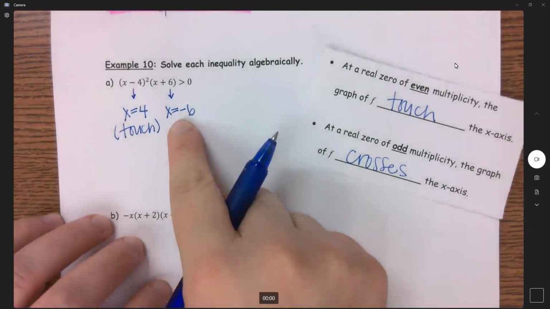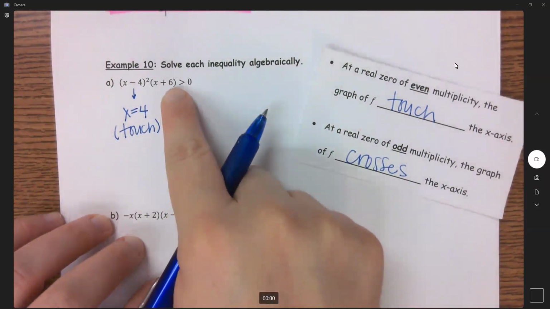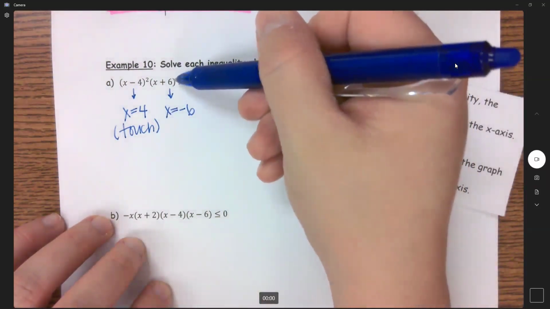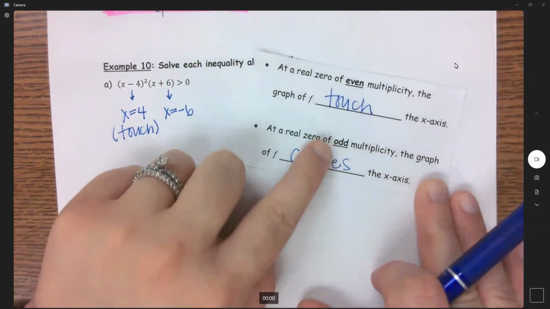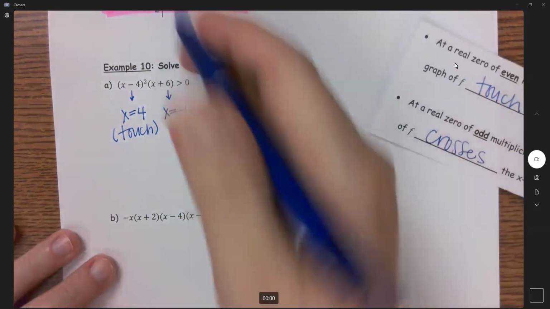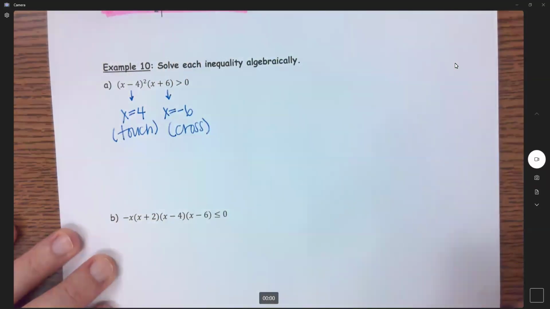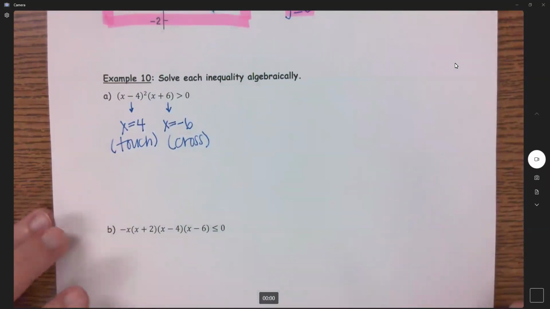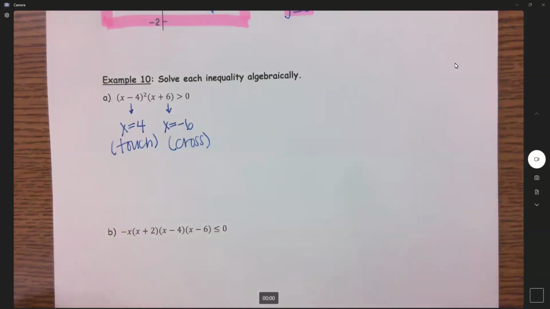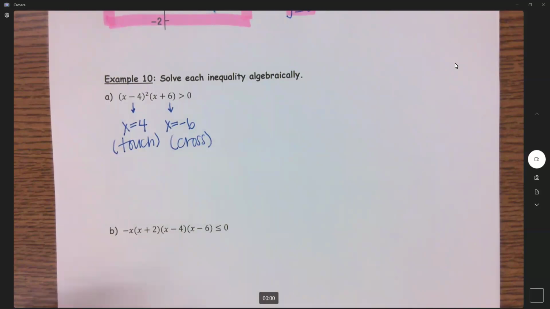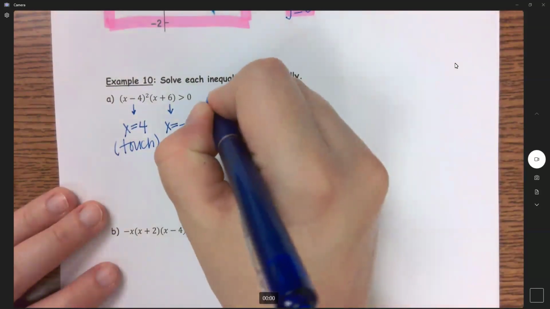And then here, when I have x equals -6, I have an odd multiplicity because it has a known 1 right there. And if I have odd multiplicity, that means it's going to cross the x-axis. Okay, so we kind of know what that behavior looks like in the middle. It's going to touch here and cross here. Now let's look at that end behavior real quick.